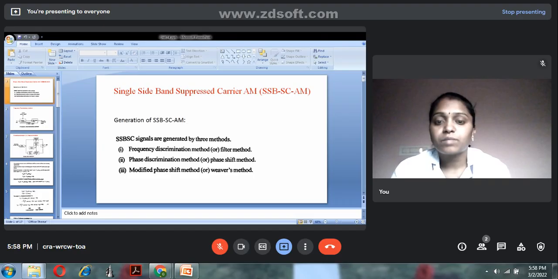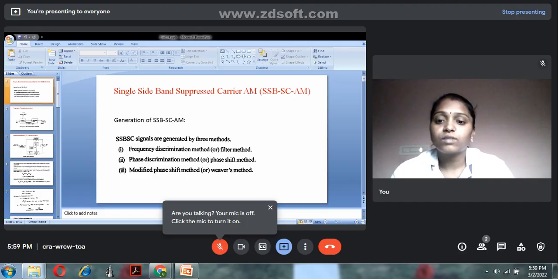Single sideband suppressed carrier AM, that is SSB AM. The SSB signals will be generated by three methods. First one, frequency discrimination method or filter method. Second one, phase discrimination method or phase shift method. Third one, modified phase shift method or Weaver's method.